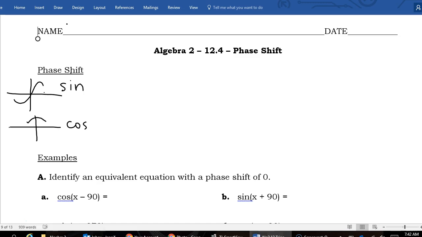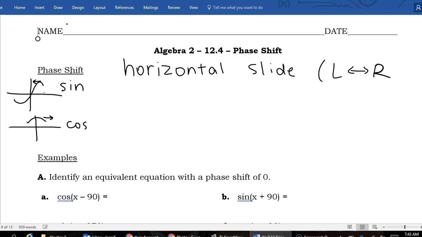Now, the thing about phase shift is if I slide my sine graph over just a little bit, it's going to look like a cosine graph. And if I slide my cosine graph over just a little bit, it's going to look like a sine graph. And that's what we're going to do, is we can horizontally slide the graphs left or right to make it look basically like any graph we want.